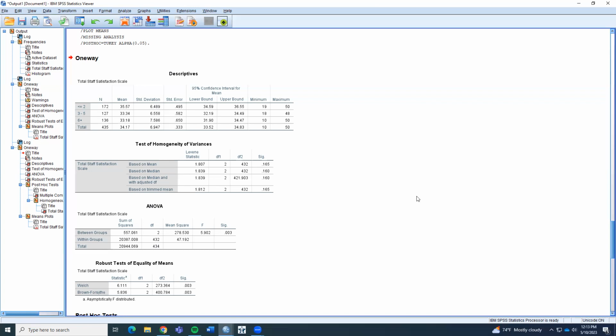So K minus 1 determines the degrees of freedom for the numerator. So that is what our numerator is, K minus 1. And N minus K is used to determine the degrees of freedom for the denominator. All right, so boiling that all down, the numerator is K minus 1, which is 3 minus 1, and that's equal to 2. The denominator is N, which is 435 total, minus K, and K was 3. So our denominator is 432.